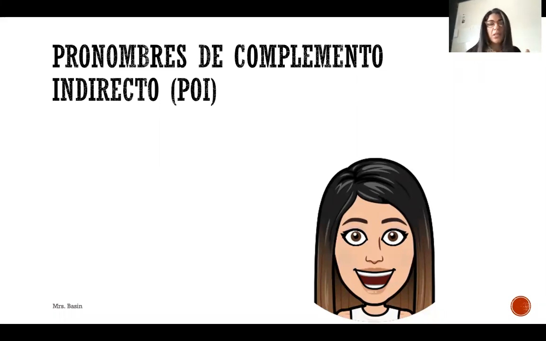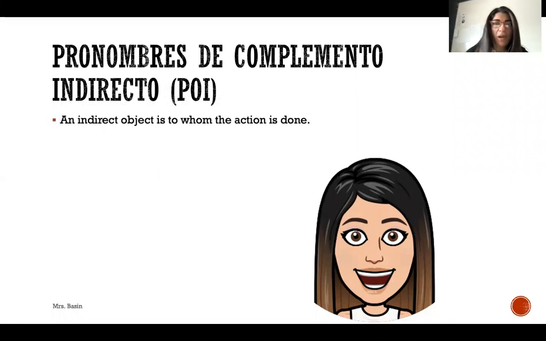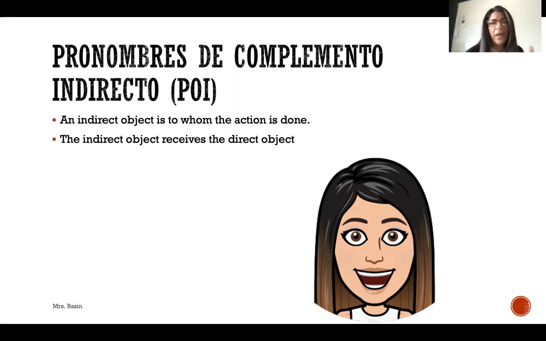¿Sí? Indirecto. Ustedes ya chequearon los pronombres de objeto directo, pero vamos a hacer un repasito rápido. El objeto indirecto, ¿sí? Siempre para encontrar el objeto indirecto en una frase, necesito pensar to whom o for whom the action is done. Y es el objeto que recibe el objeto directo, ¿sí? Ahora con un ejemplo vamos a entender mucho mejor, ¿sí?